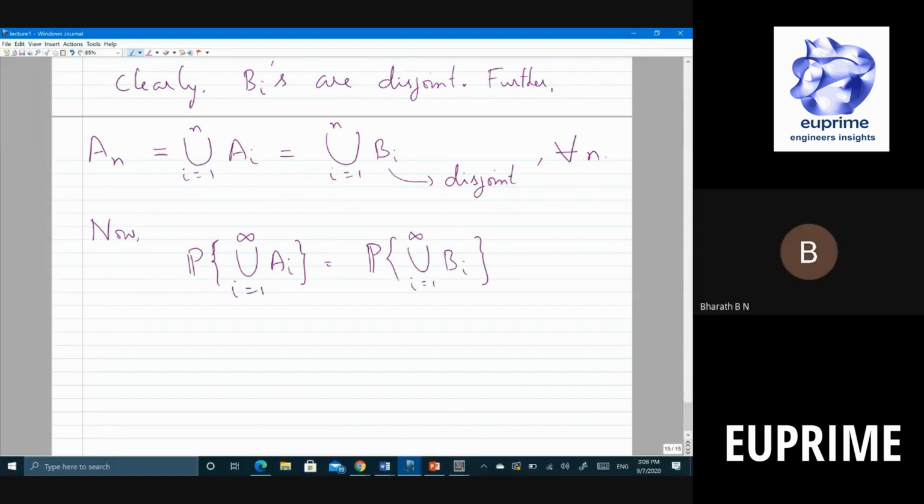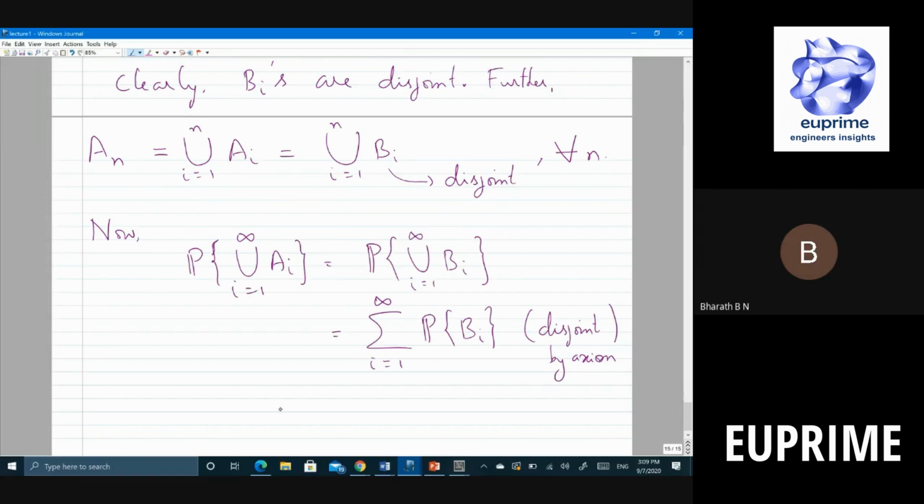Yes, sir. Okay, so now what is this? Let me see if everything is fine. I can write this as summation i equals 1 to infinity probability of B_i. Why is this correct? Because they are disjoint, right? And I'm using the axiom of probability.